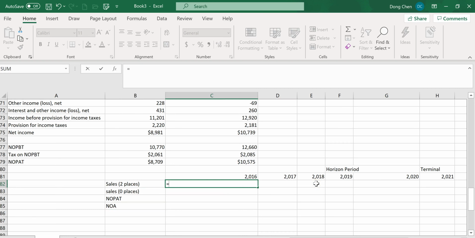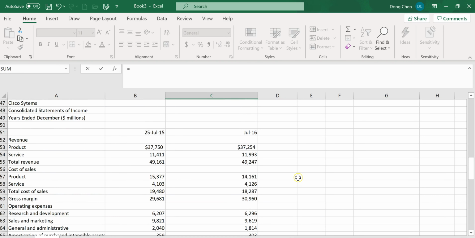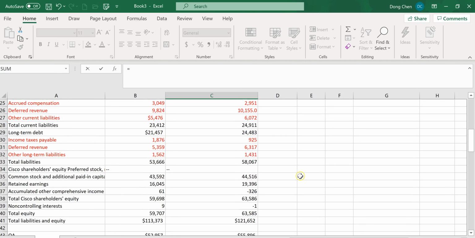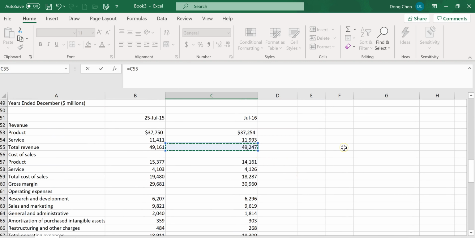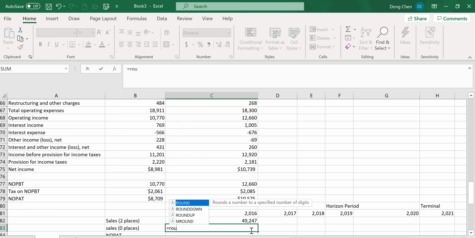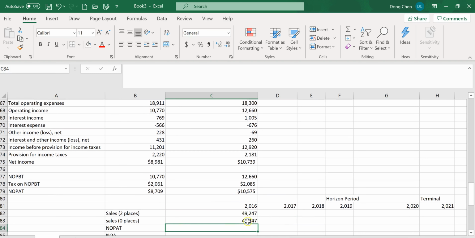So sales, 2 places. For this current year, I can just copy the number from the income statement, right? So that's basically this total revenue here. And the same, so for the 0 places, I can just use the round function in Excel, round the sales, and keep 0 decimal places. Right? For these two numbers, it's the same because it's already a whole number.